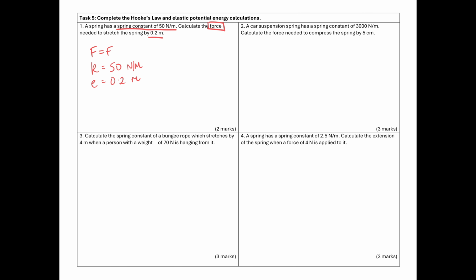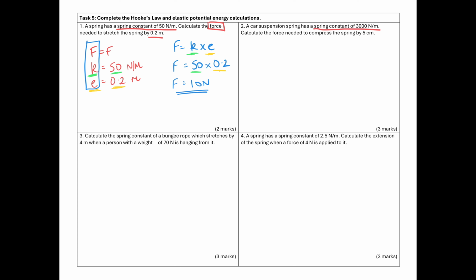It's best practice to keep the units just in case we need to do a conversion, which we will do later. We now need to choose the right equation that has F, K and E in. So we should recognise that force is the spring constant times extension. We now can substitute the numbers in, so rather than K 50 and rather than E 0.2. Put that into a calculator, 10 newtons.